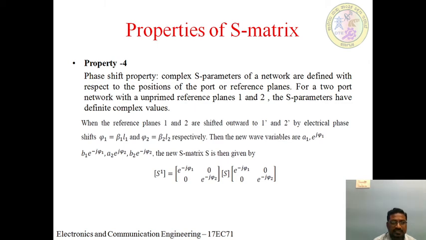respectively, then the new wave variables are A1 e to the power of j phi 1, B1 e to the power of minus j phi 1, A2 e to the power of j phi 2, B2 e to the power of minus j phi 2. The new S matrix is then given by S dash equal to the matrix e to the power of minus j phi 1, 0, 0, e to the power of minus j phi 2, multiplied with the S matrix, and then with another matrix, that is e to the power of minus j phi 1, 0, 0, e to the power of minus j phi 2.